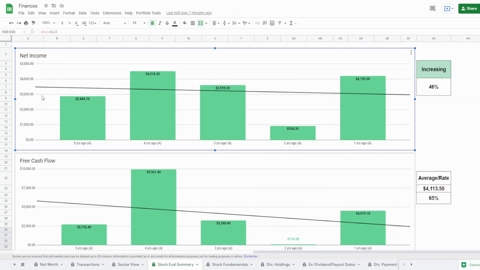Now coming over here to the fundamentals, we got the net income 5 years ago of $2.9 billion to 1 year ago of $4.2 billion, which is a massive increase, which is an increase of 46%. Now, obviously, guys, the elephant in the room here is 2 years ago, they barely made any money at $928 million. The way that I see this is, this to me is not really an issue.